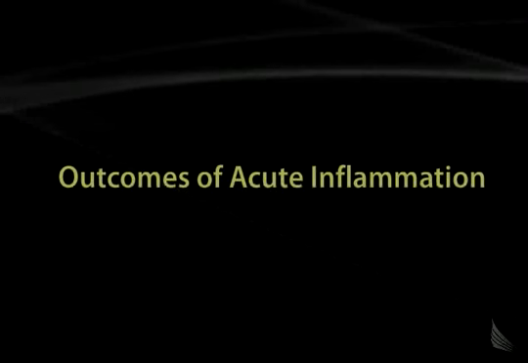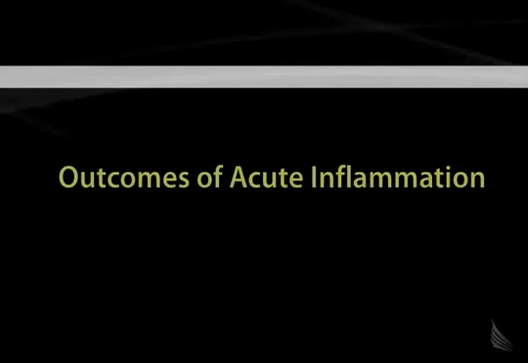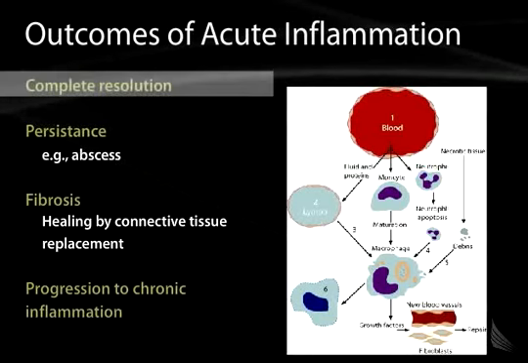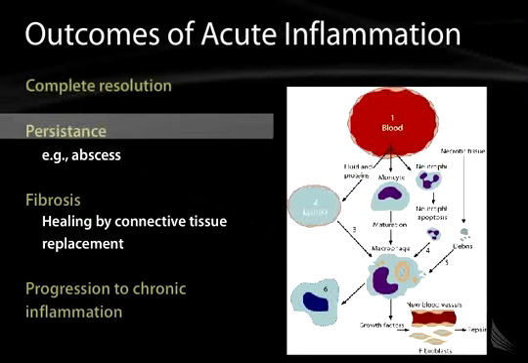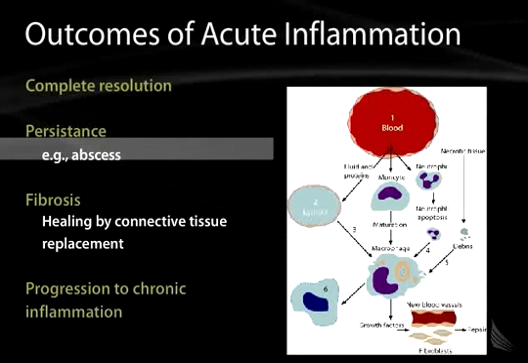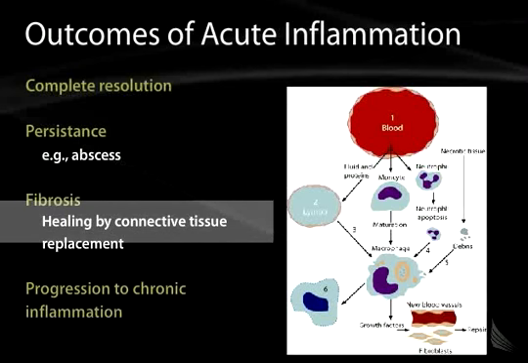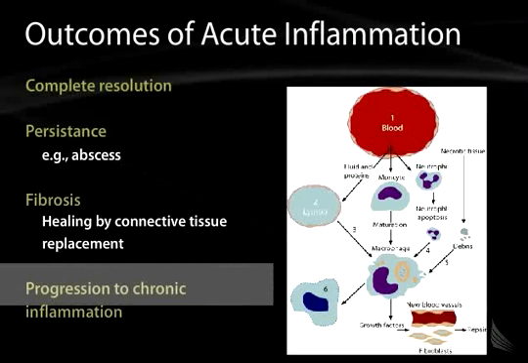Okay, so we've talked about what happens in acute inflammation. Let's talk about some of the outcomes of acute inflammation. What happens when acute inflammation occurs? Now, there's several things that can result. One is you can have complete resolution of the inflammatory response. Two, you can have persistence of that inflammation, and that's what happens, for example, in an abscess. When you have a long-standing infection with inflammation, you can get abscess or persistence of that inflammation. You can get fibrosis, which occurs when tissue damage is replaced and healed by connective tissue, or you can get progression to a chronic inflammation.